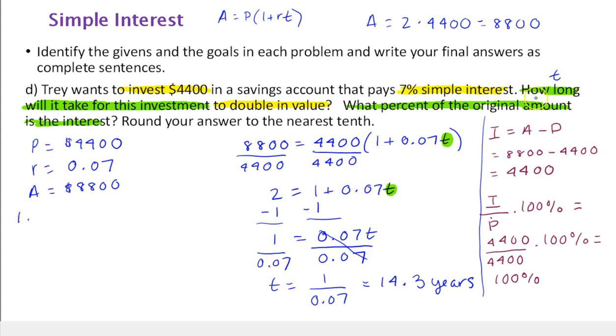Going back to the first question, it said, how long will it take for the investment to double? And we can write, it will take 14.3 years. And our second question was, what percent of the original amount is the interest? And the answer is the interest is 100% of the original amount.